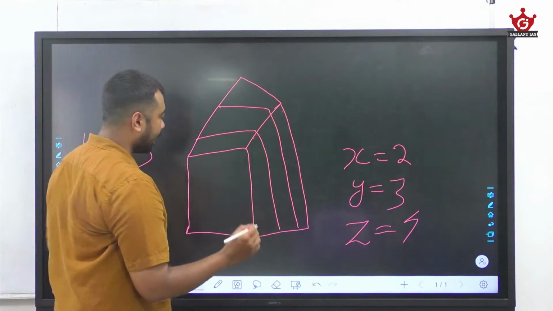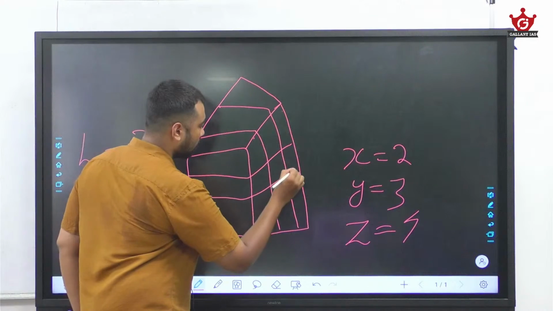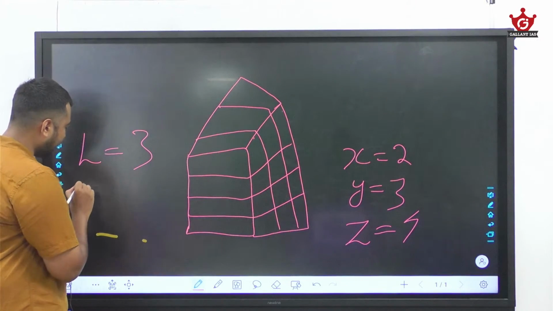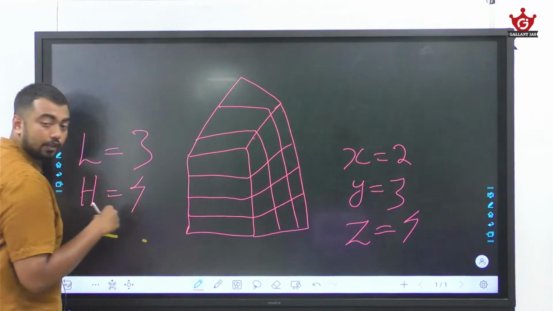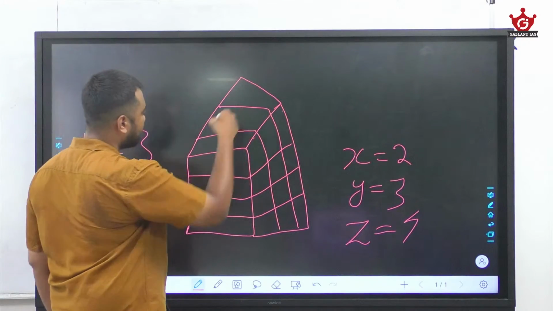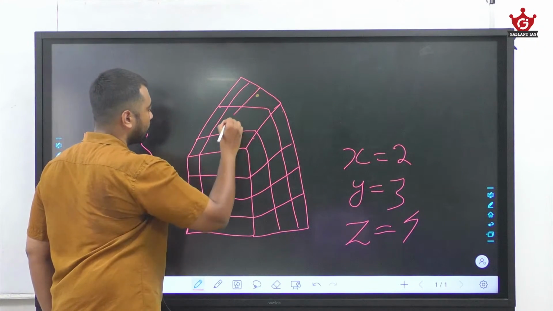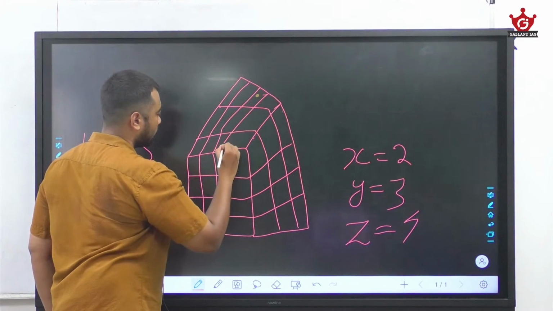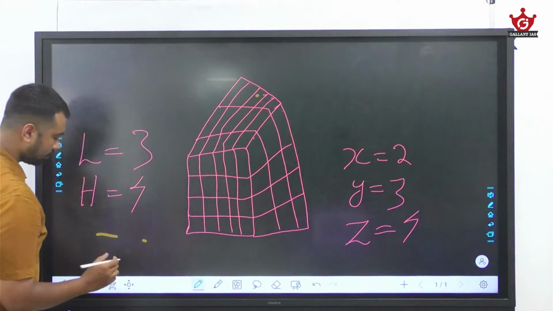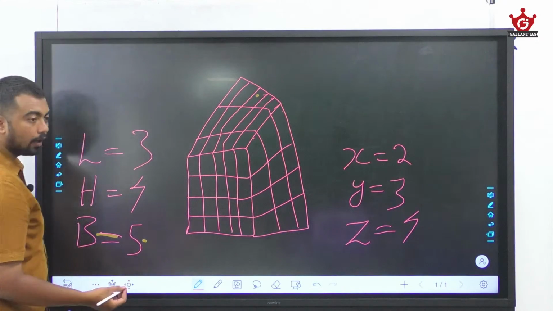Similarly, there is Y. I am making 3 cuts. How many equal pieces did I divide it into? 4, which is represented by H. H is 4. Then what is the cut that is remaining? This way. Okay. How many cuts should I make? 4 cuts. Okay, so how many pieces am I getting? 5. So B is equal to, tell me. Right.